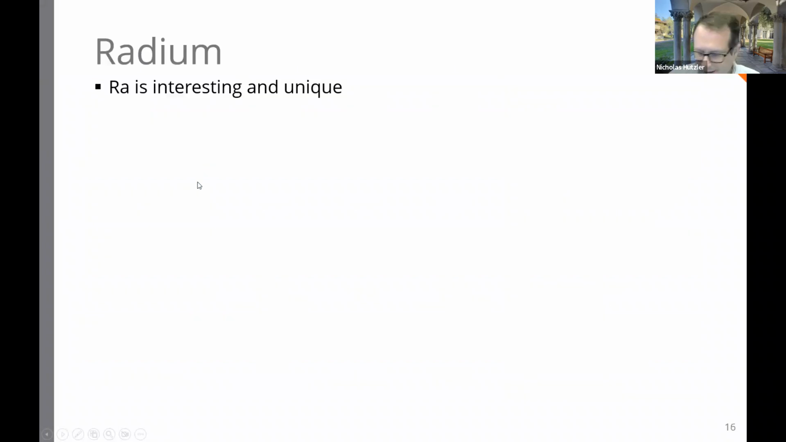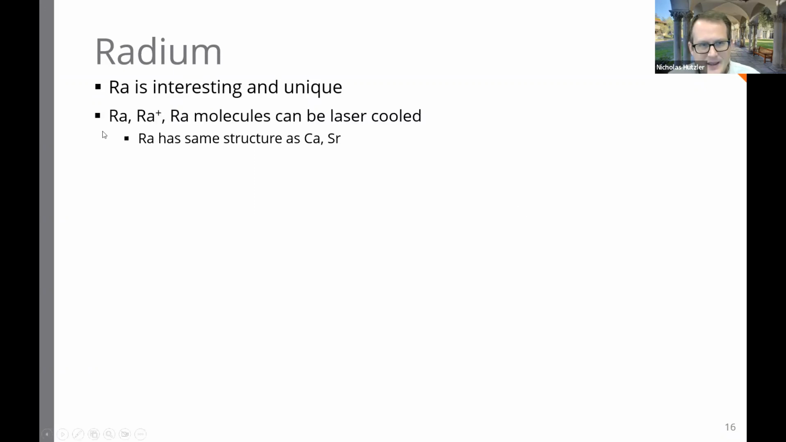Experimentally, there are a bunch of different molecules you could use to look for these things. One interesting example, which I'll bring up, is radium, because it's also unique in the sense that the atom, its ion, and radium-containing molecules can all be laser cooled, because it has the same structure as things like calcium and strontium. So all of these things I talked about, like laser-coolable structure and core-penetrating orbitals, radium has all of these things.